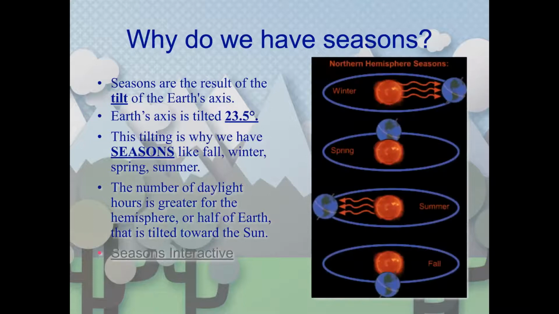Seasons are the result of the tilt of the Earth's axis. The Earth's axis is tilted, again, at 23.5 degrees. This tilting is why we have seasons like fall, winter, spring, and summer. The number of daylight hours is greater for the hemisphere, or half of the Earth, that is tilted toward the sun. Now, if we look at these images here, the season of winter, we see that here the United States is tilted away from the sun. So at that time, guess what? We're having the season of winter.